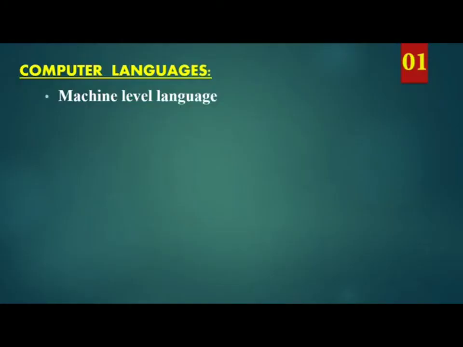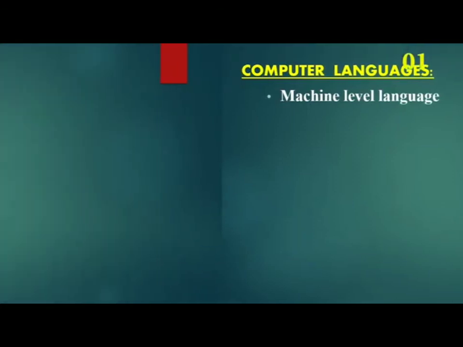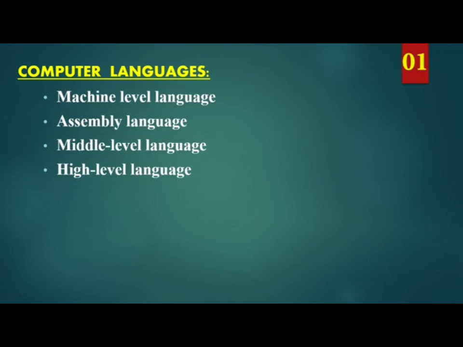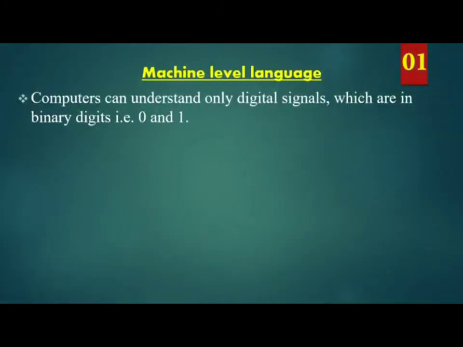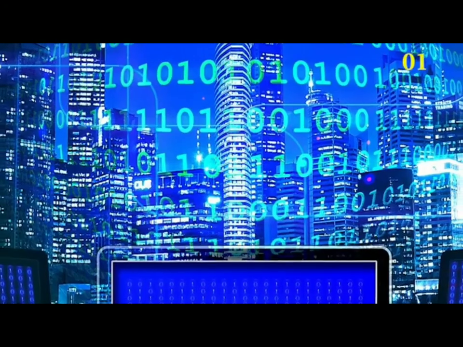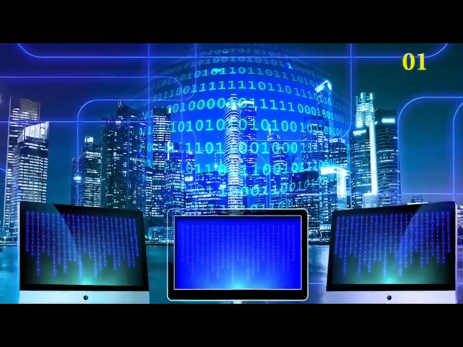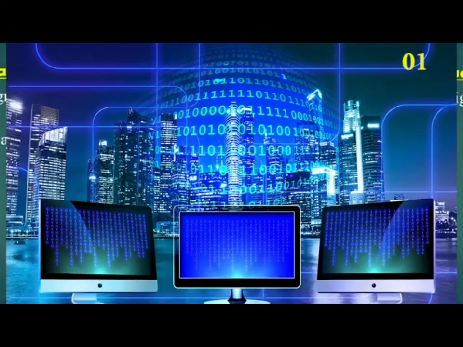Okay, in this video we are going to discuss various computer programming languages, like machine level language, assembly language, middle level language, and high level language. So what is machine level language? Computers can understand only digital signals which are in the form of ones and zeros, right? So that's what we are calling machine level language.